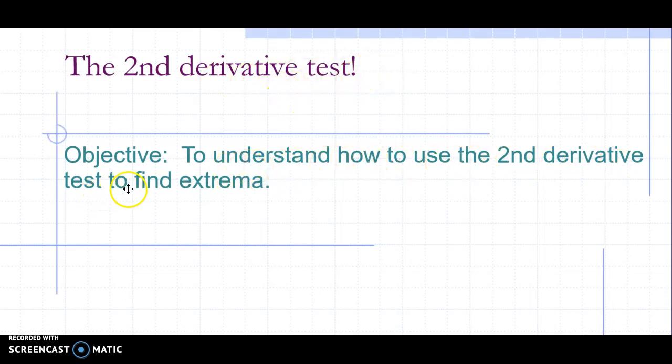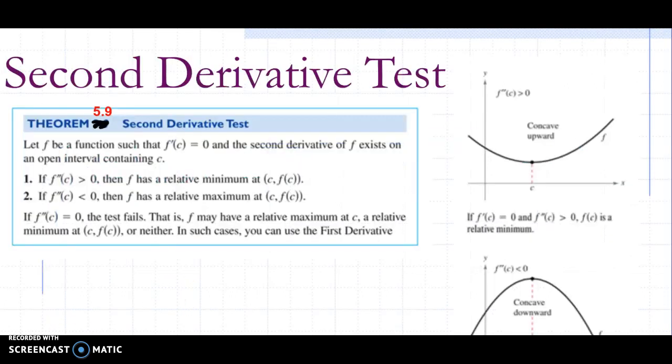We're going to test to find extrema. So both the first and second derivative tests are ultimately doing the same thing. We are trying to find extrema, but we could use the first derivative or we could use the second derivative. So let's take a look at the second derivative test.